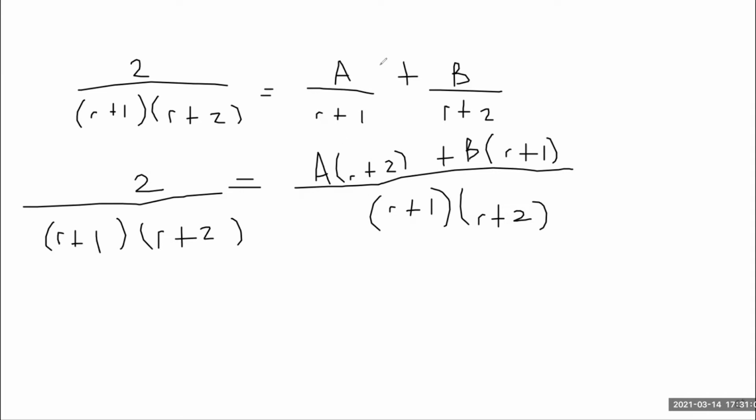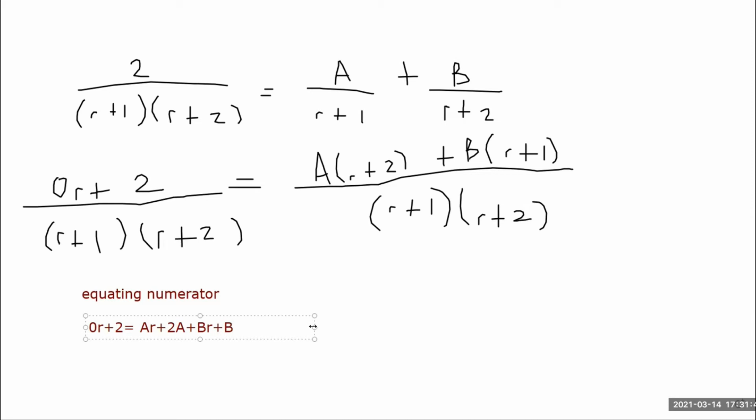Now, what we're going to do is, this right here is just 2, so you can look at 2 as 0r plus 2. That means there's no r term. And so if you expand this part right here, equating the numerator, what we're getting is 0r plus 2 is equal to ar plus 2a plus br plus b.